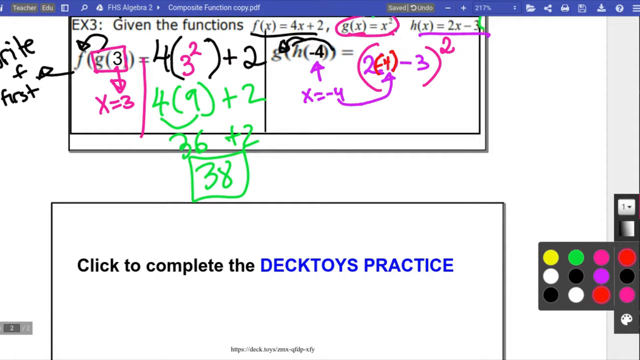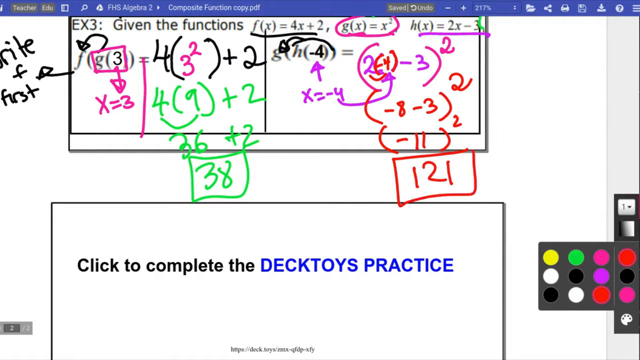All right. So now that should make negative 8 minus 3, negative 11, and positive 121. Right? Yeah, I think so. That's it. A little bit of work, but not as bad. You can do this. You got this.